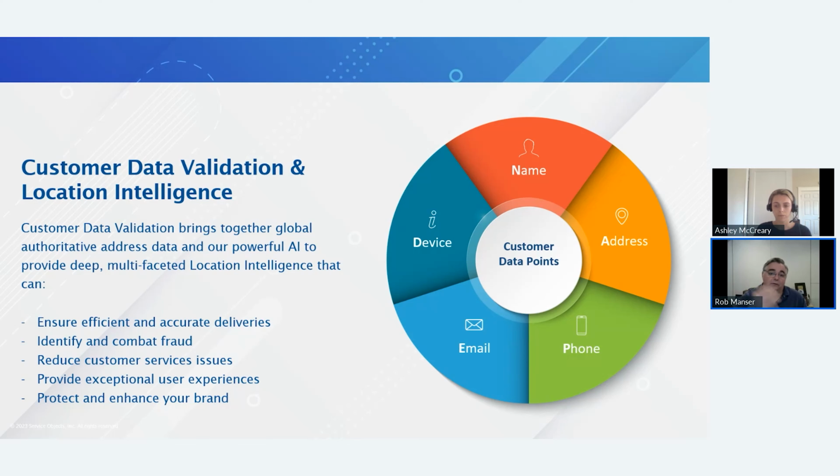As we'll see as we go through this, a lot of times you can identify an address as problematic. Maybe it's a hospital or a prison versus a person's address. Regardless, customer data validation brings together the global authoritative address data and our powerful AI to provide deep, multifaceted location intelligence. So before we dive into that, I did want to ask a quick question.